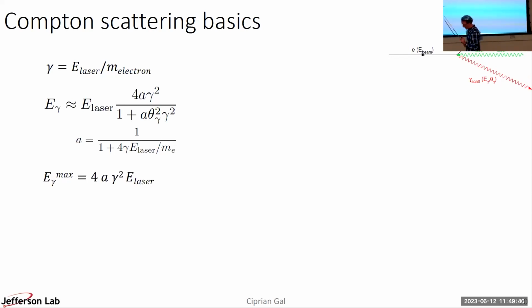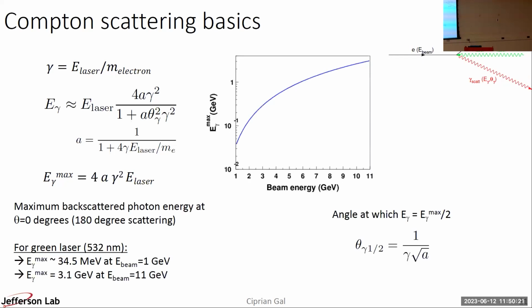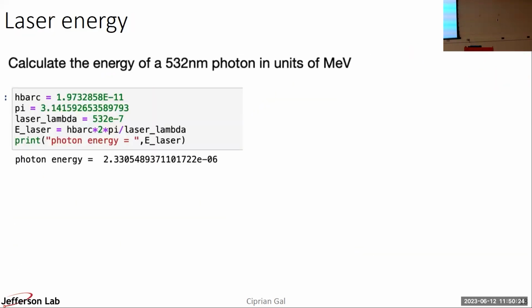The other thing we can calculate is the maximum photon energy. The maximum photon energy is 4 times A, times gamma squared, times the energy of the laser. It's well known, and that will be your last exercise for today. In your little Python notebook, you need to implement this and tell me what they are. Yes? Do we have a laser energy of about 532 keV? No, 532 nanometers. This is the photon energy, in eV. It's 2.3 eV. If this is in MeV, 10 to the minus 6 makes it 2.3 eV.